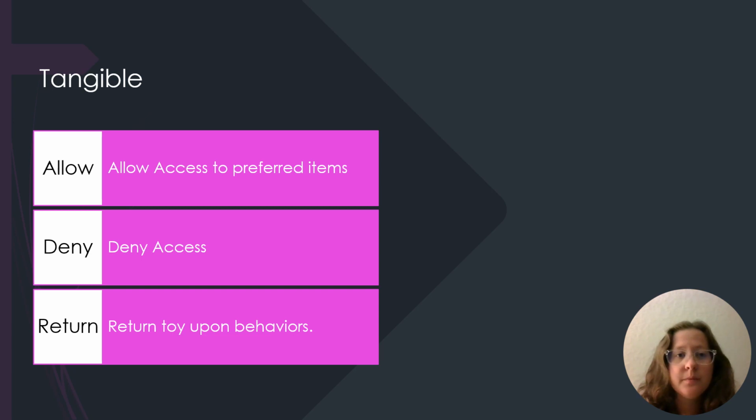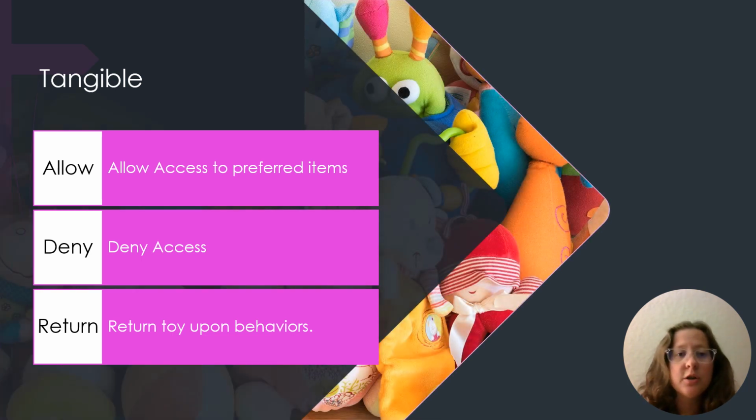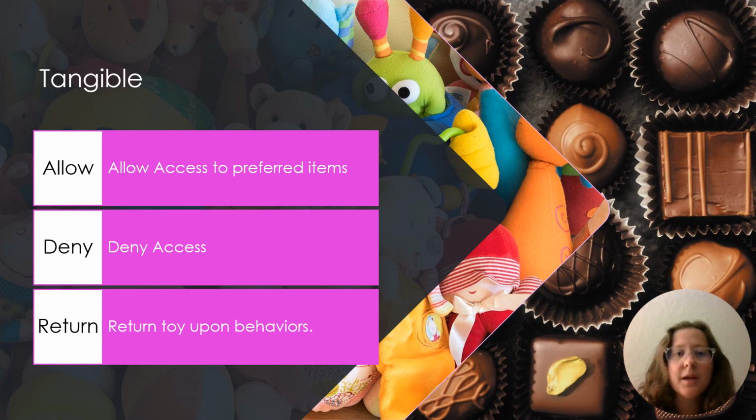Tangible condition. Allow the individual to have preferred items for a few minutes. Tell them it's your turn and take the preferred item. The child should have access to neutral toys, meaning that they're not preferred, but they're also not unpreferred. Adult attention is still provided, being that it is not the attention condition. When problem behavior arises, the preferred items are returned.